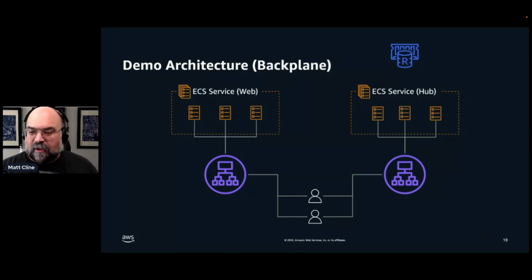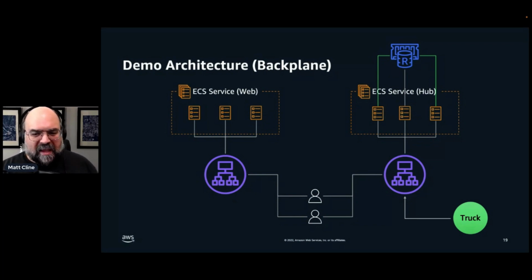To fix this, we added a Redis backplane. Now, when a truck sends its position to one of our hub containers, the container is then going to propagate that message through the backplane to all of the other containers. And then each container will send the message to the clients that are connected to it, which means that no one is left out. Every client receives every update.